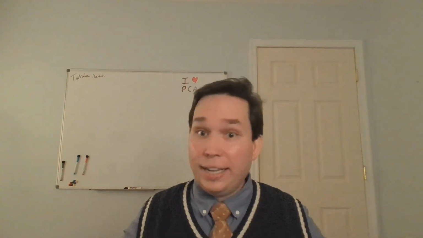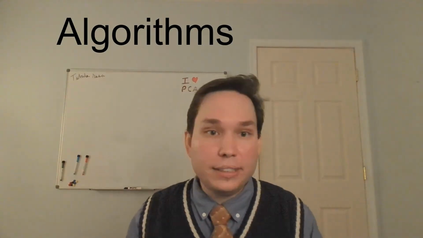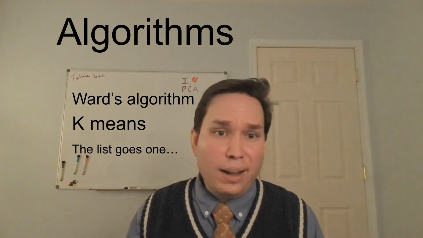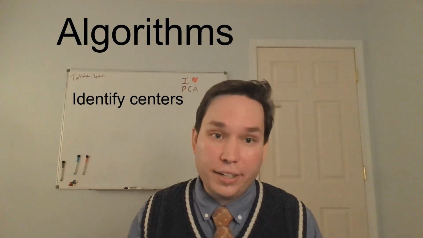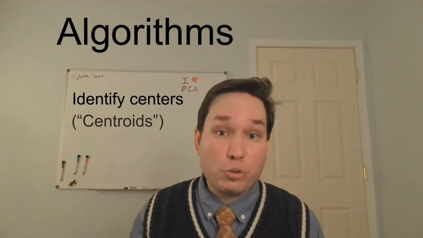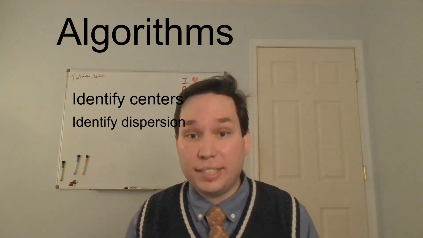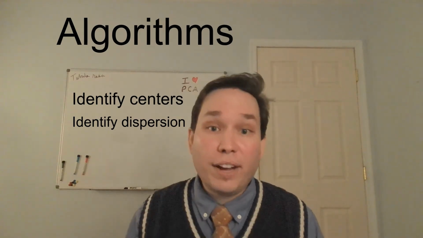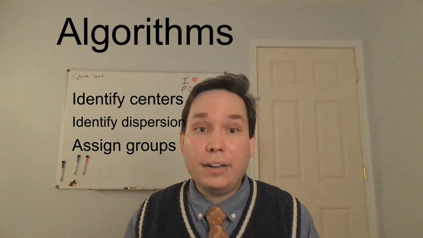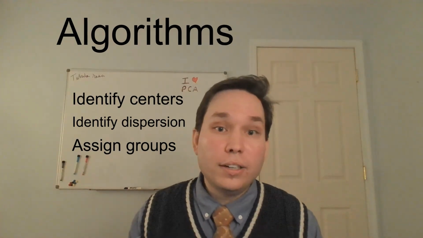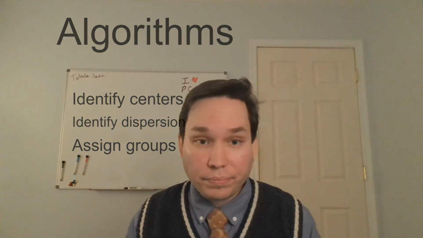In a nutshell, that's all cluster analysis is doing. There are different algorithms that can accomplish this in different ways, but that's the common goal. First, the computer looks for where the distinct centers are in the data, which we generally call centroids. And then the algorithm will identify the dispersion of the data around those centroids. Finally, each individual is sorted into cluster groups based on how close the individual data points are to the centroid, as contextualized by the dispersion.